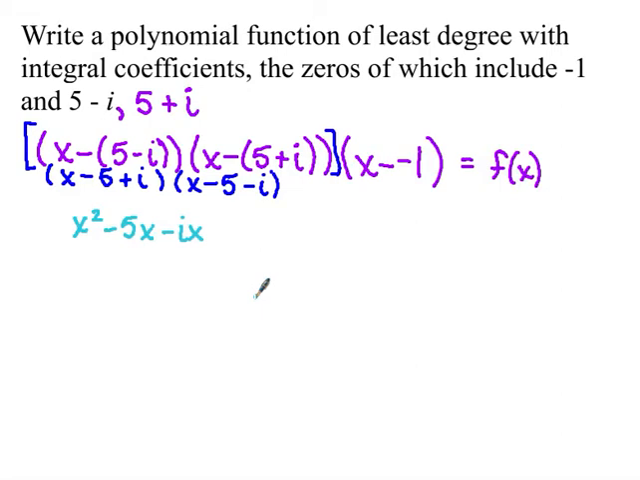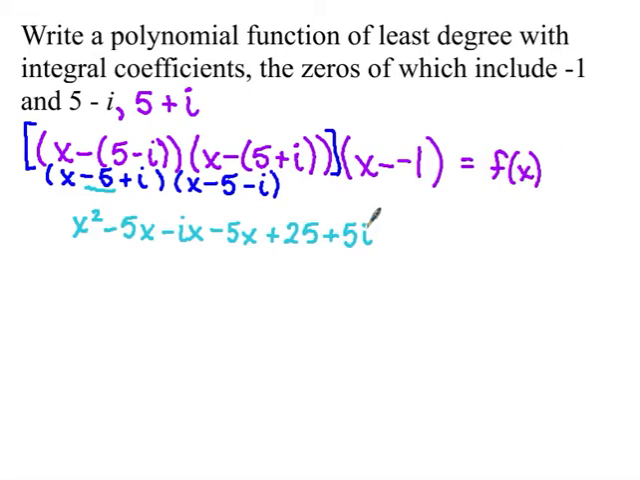Now I'm going to start with the negative 5. So I'm going to take negative 5 times what? x, and I get negative 5x. I'm going to take negative 5 times negative 5, which is? I'm going to take negative 5 times negative i, which is?